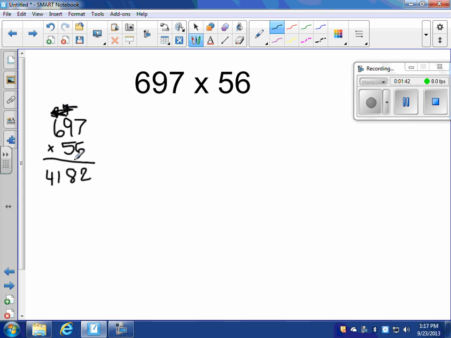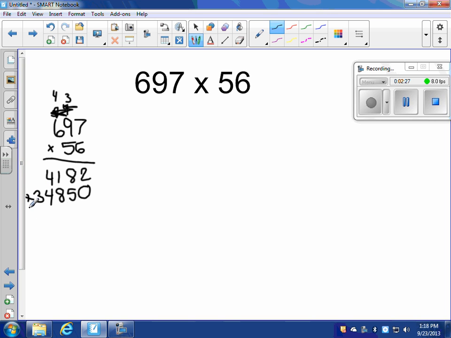There we go. Next, I'm going to multiply by the tens place. So I'm going to be multiplying 697 by 50. Taking into account that I'm multiplying by 50, I'm going to add a 0 here. And this is going to help us because it's going to hold our place since we're multiplying by 50 and not 5. So we call this a placeholder. 5 times 7 gives us 35. 5 times 9 is 45, plus 3 is 48. 5 times 6 is 30, plus 4, and that gives us 34.